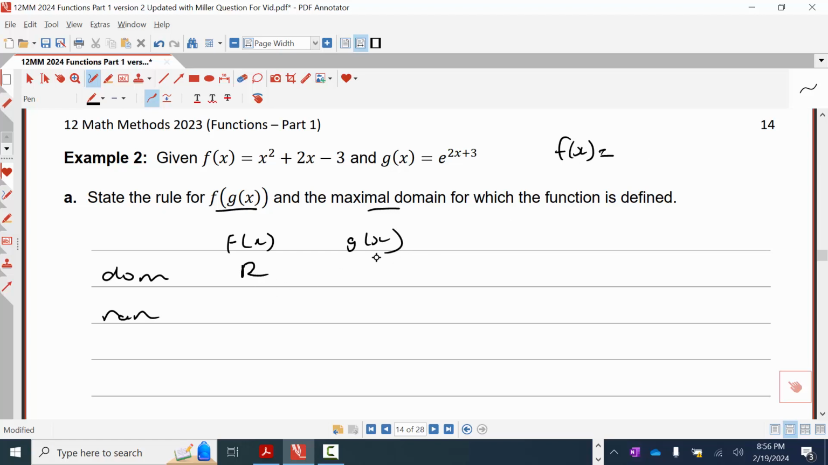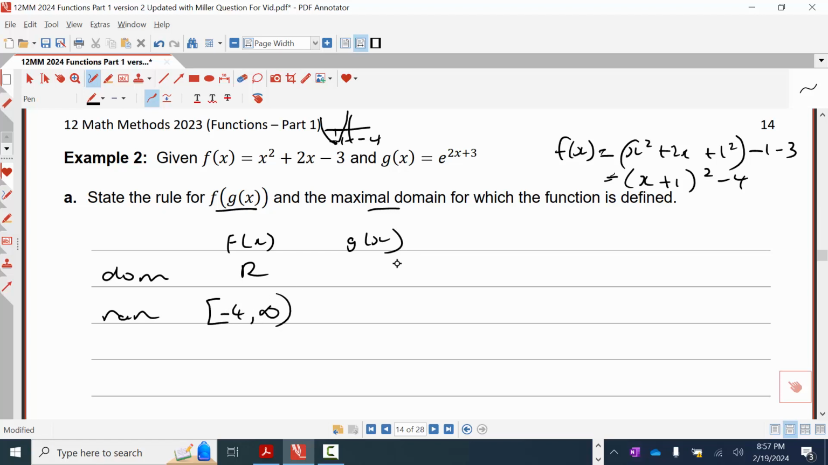Okay, so I know the domain is all real numbers, but its range: x squared plus 2x plus 1, there's my perfect square. Take away 1, take away 3, equals x plus 1 all squared, take 4. So this parabola moves 1 to the left and 4 down, and it's upright. So I can see that the range is -4 to positive infinity.